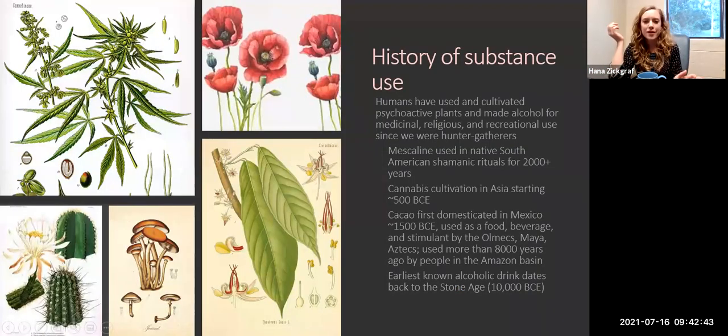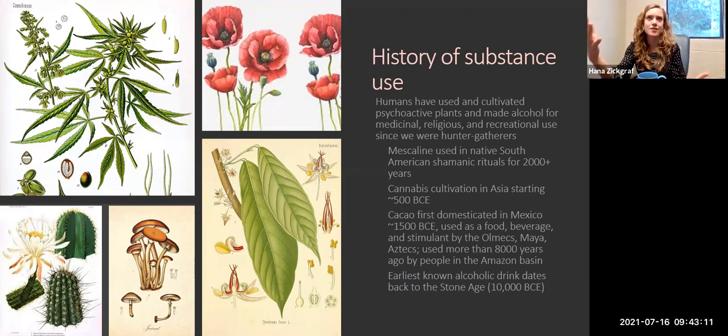Okay, so a little bit of history. Substance use is very, very old in human history. And there's also evidence that humans aren't the only animals that enjoy the psychoactive effects of naturally occurring substances. So elephants, for example, have been known to eat fermented fruit because fermented fruit gets them drunk. So we know that humans have had this relationship with substances since even before agriculture.